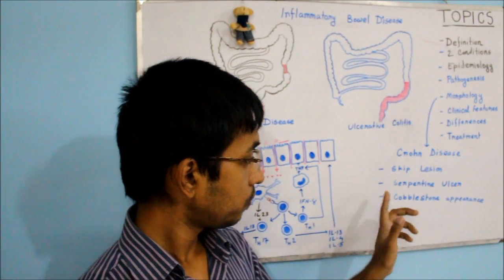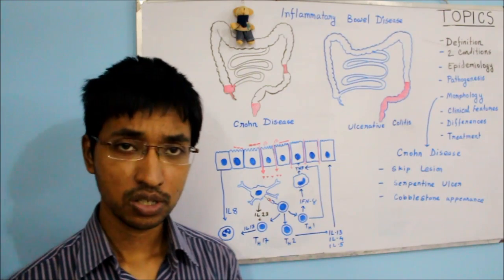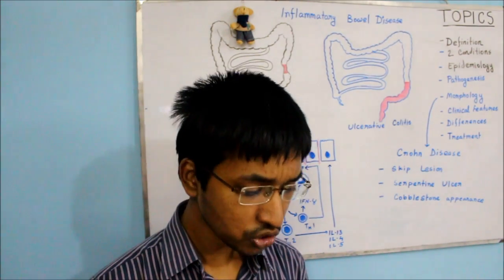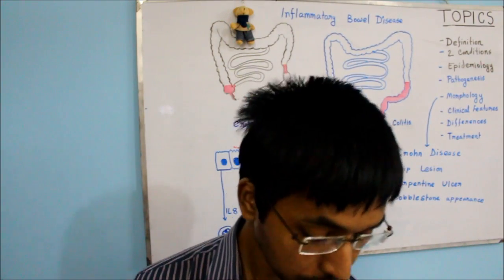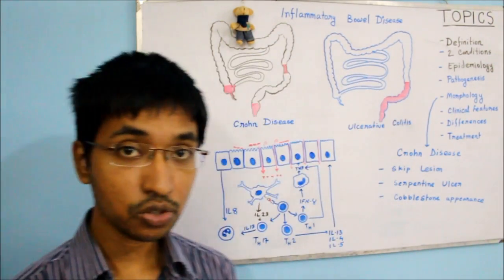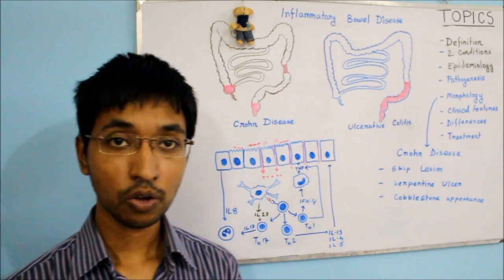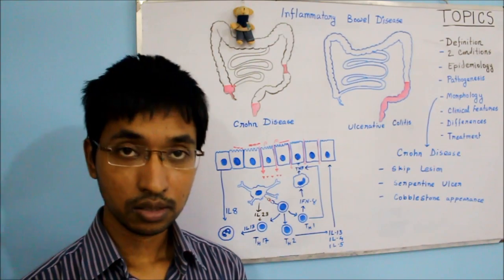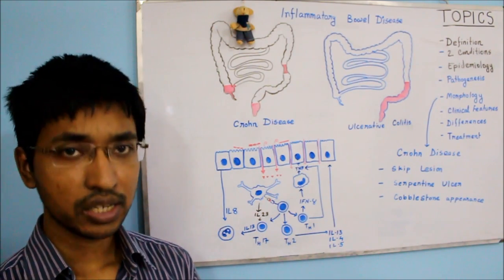Moving on to the next feature, and that was serpentine ulcer. Now what do we mean by that? Initially in Crohn's disease we see some punched out mucosal ulcers, and those are known as aphthous ulcer. But later those ulcers will coalesce along the long axis of the gut and they will fuse, and that will give a serpentine nature.